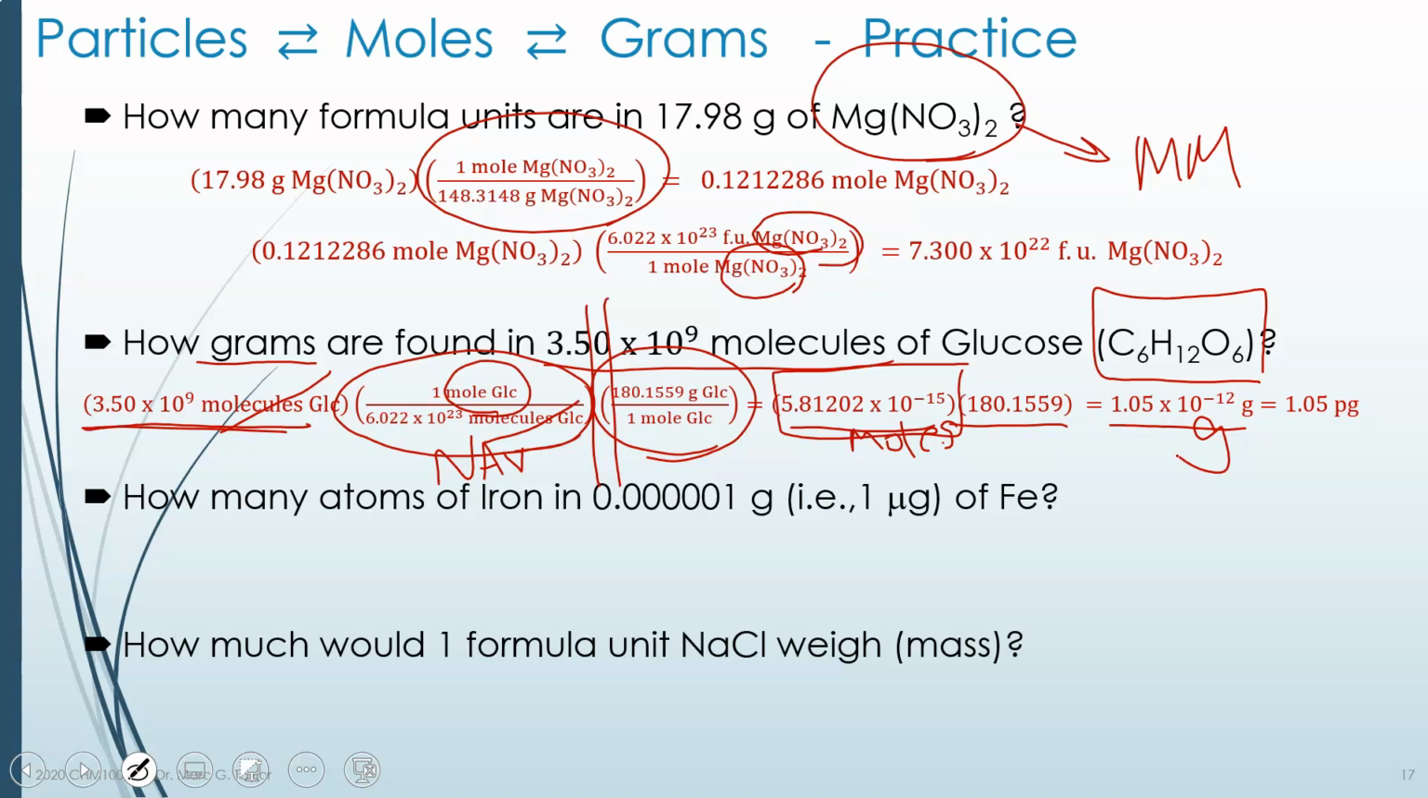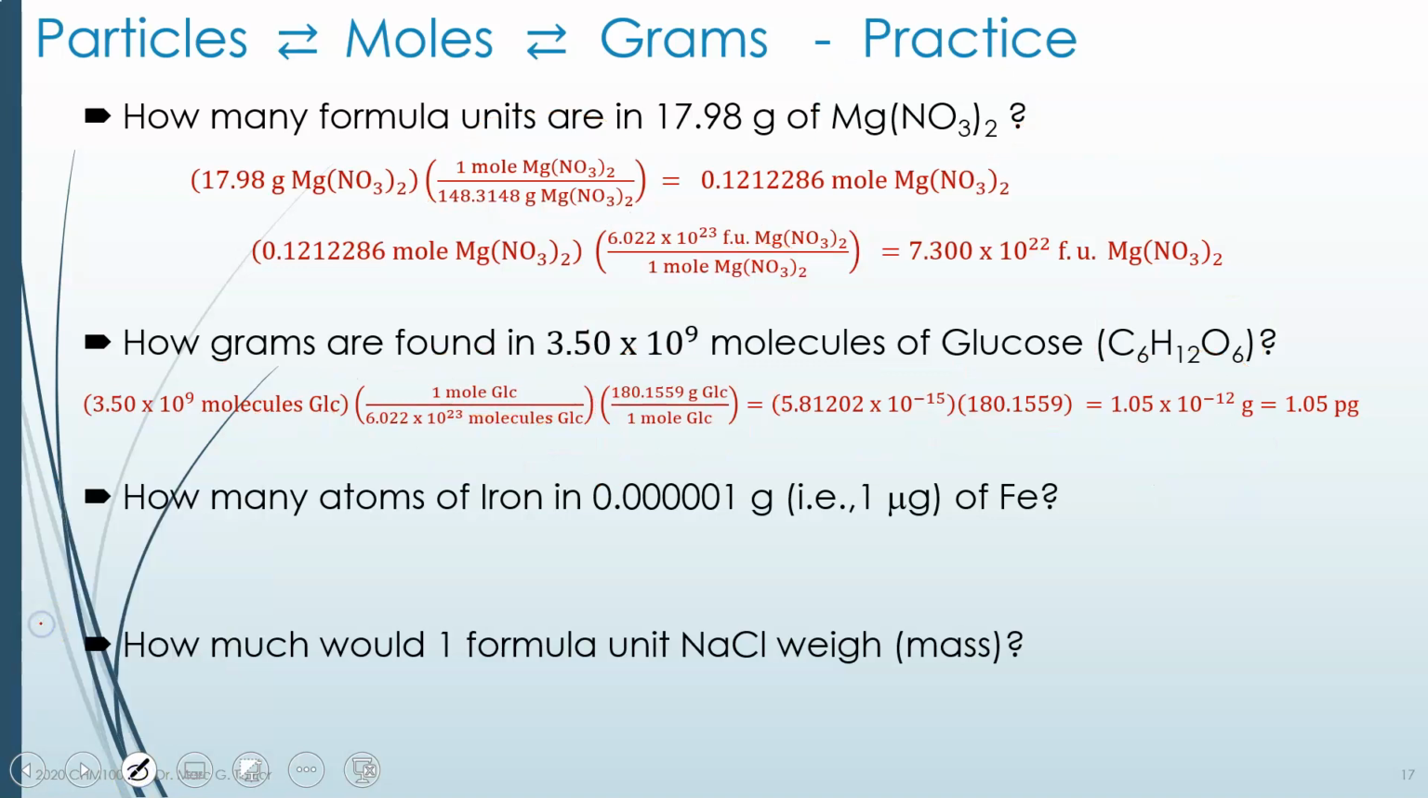And you can see that starting with 3.50 times 10 to the 9 molecules of glucose, this looks like a lot of molecules of glucose, 3.5 billion molecules of glucose. But the fact is that's not many in terms of molecules, and we end up with this incredibly tiny mass, just above 1 times 10 to the minus 12 grams, or about 1 picogram.